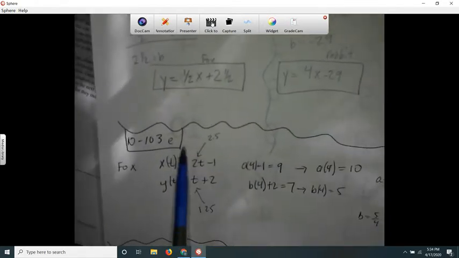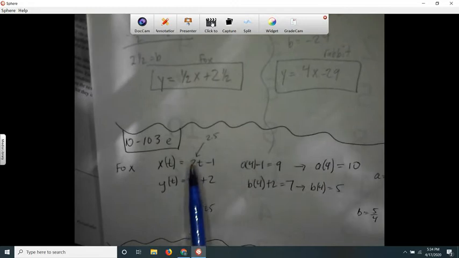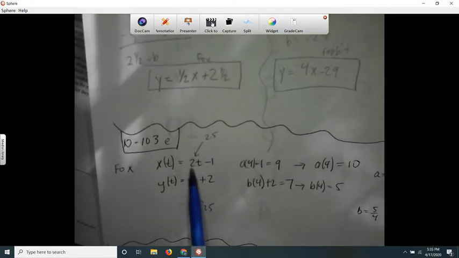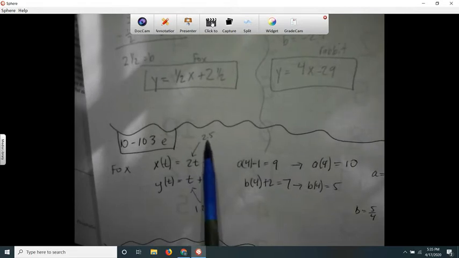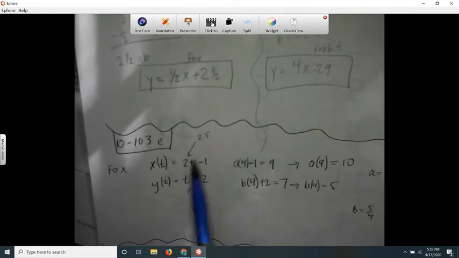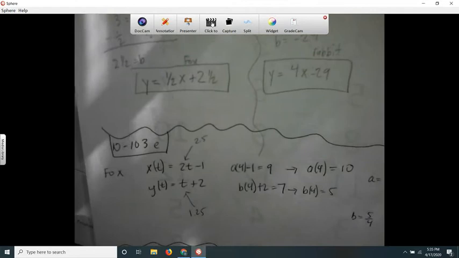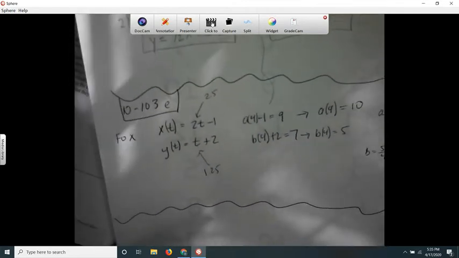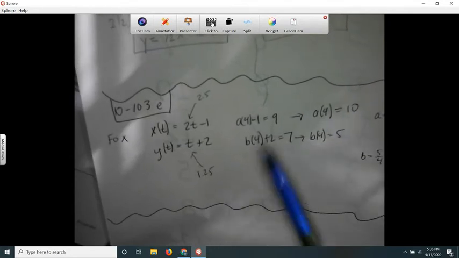And you might not even think to do it this way. You might just start adjusting. You just know that this fox has to go faster. So you just maybe increase the 2. You could try 3. That's what we did last year when I was able to do this with the class, they just started plugging numbers in. But you can do it this way.